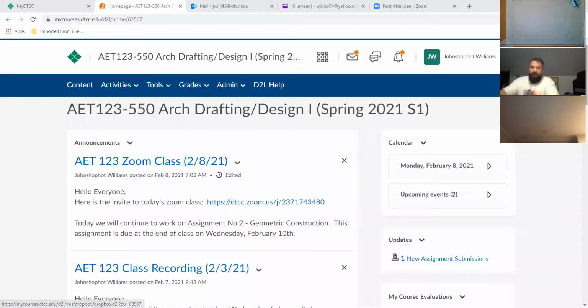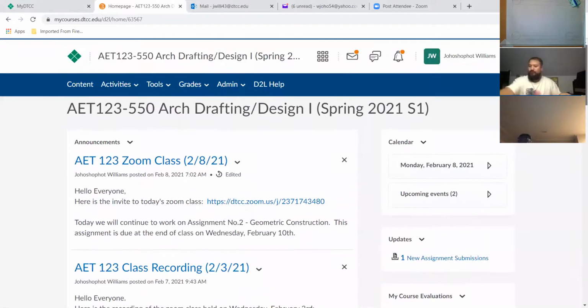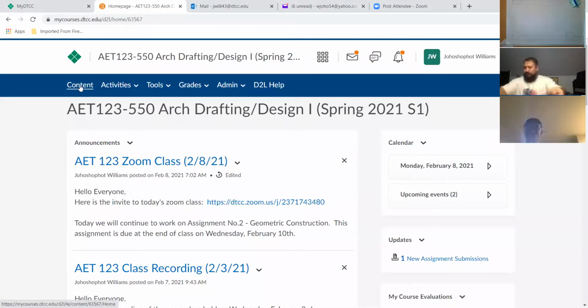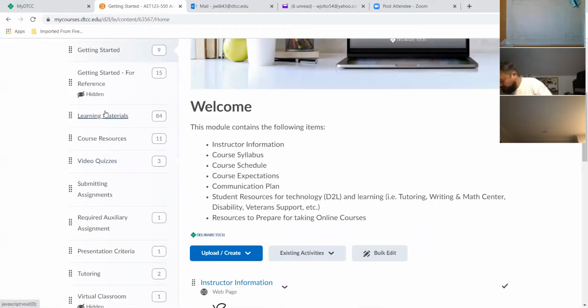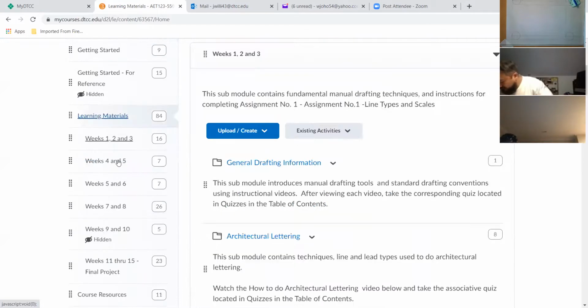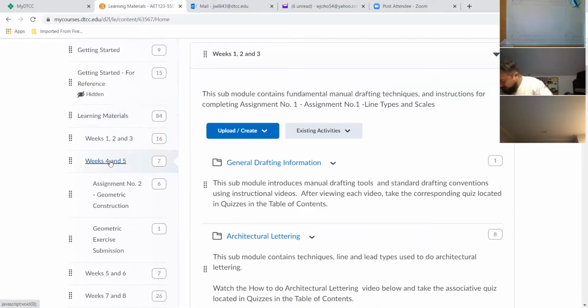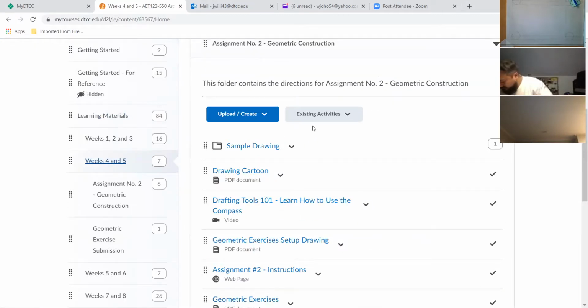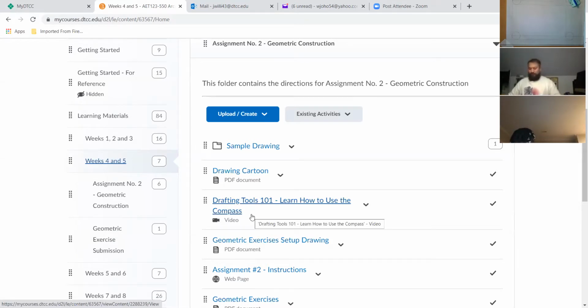I'm going to share my screen with you. Initially, what I want you to do, Xavier, is to go to D2L. You can see my screen. Go to content here. Just go to learning materials, weeks 4 and 5. And then I want you to watch this video here, Tools 101, learn how to use the compass. I want you to watch that first. All right. Okay? Thank you.